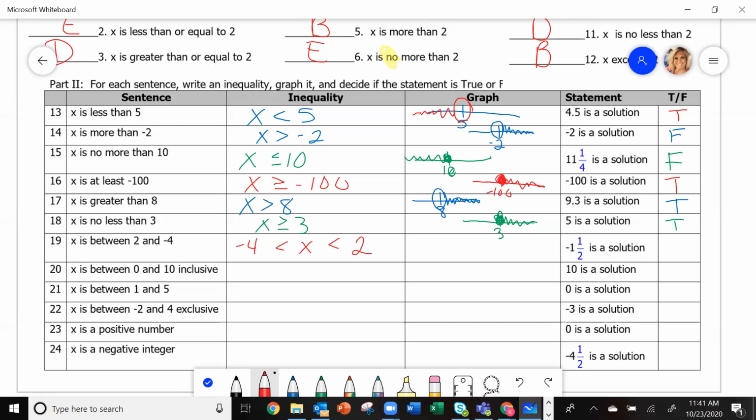So now when we're graphing, I have -4 and I have a 2. It's not equal to, so I have an open circle, and it is between, so I shade in between because it's every number between -4 and 2. Now, it says -1.5 is a solution. Is -1.5 in between -4 and 2? Yes, it is. It is true.